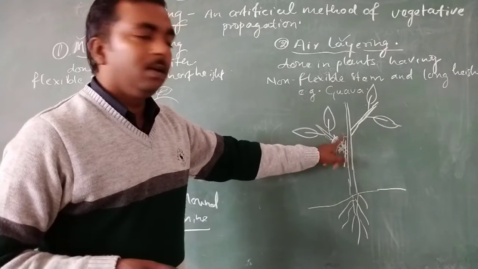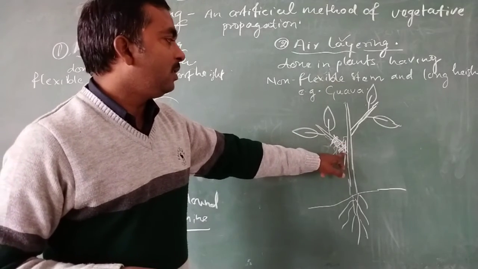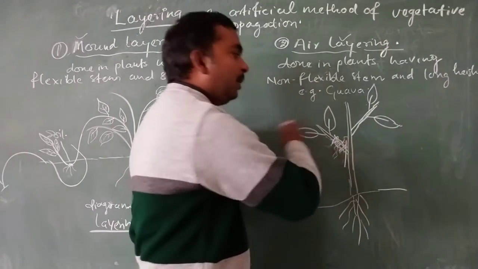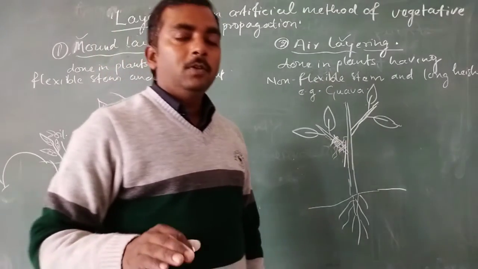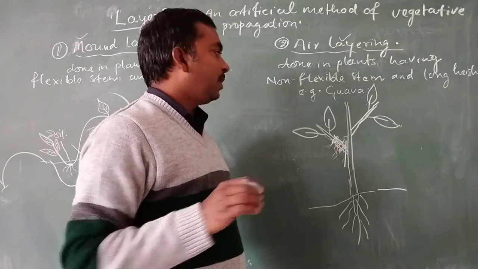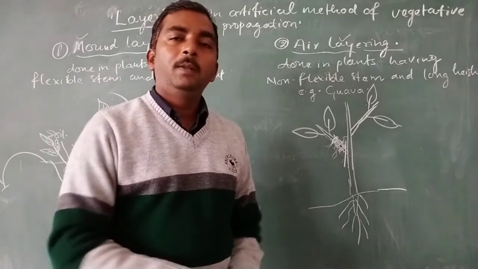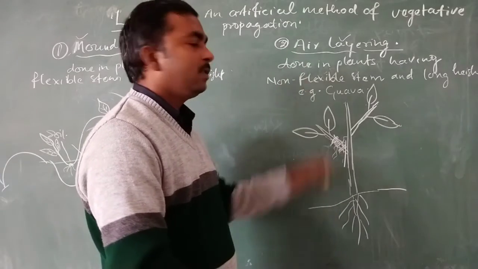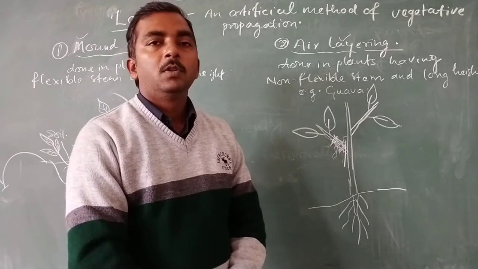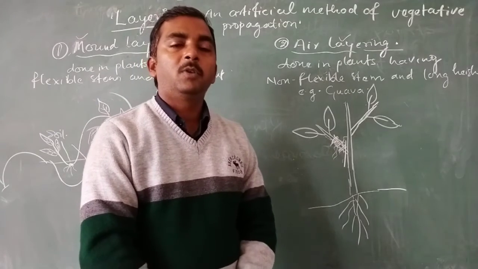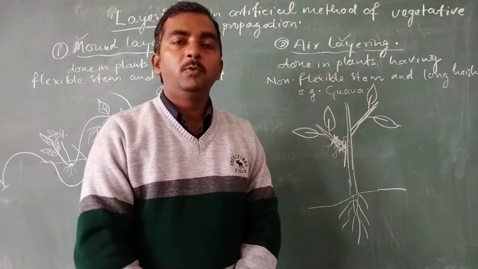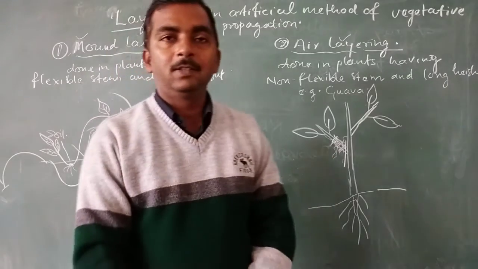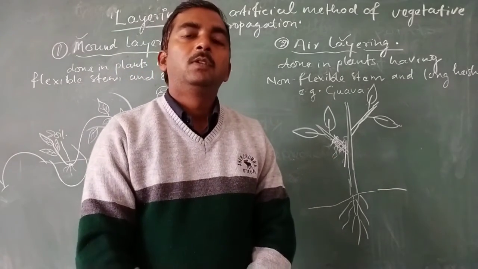From that area, or the area below that region, we need to cut and remove this portion, and then we can transfer it to the soil to grow a new plant. This process is known as air layering. So this is all about the process of layering. I hope you understood from this video, from this lecture also.